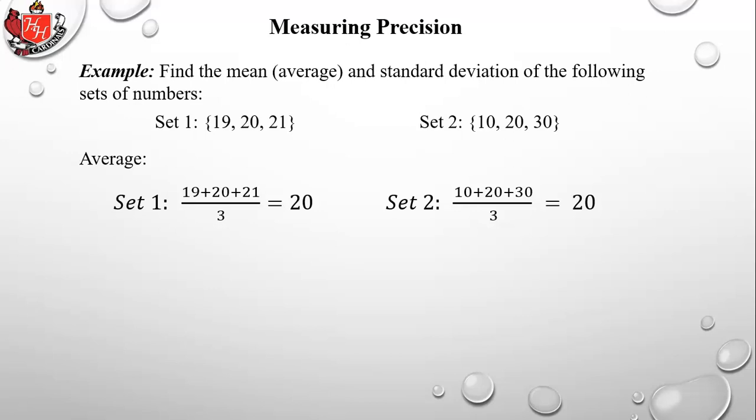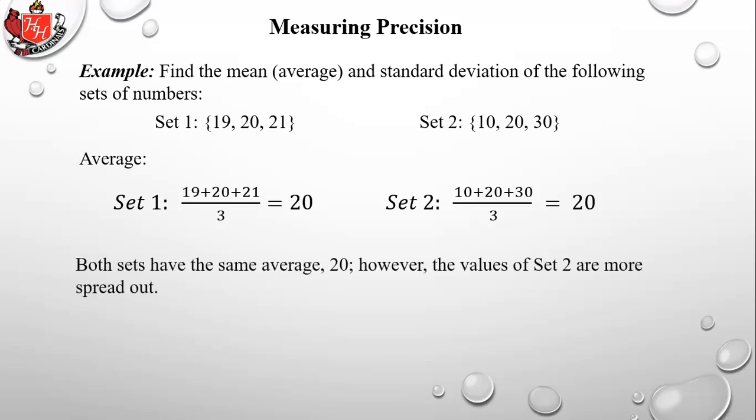So for the first set, it would be 19 plus 20 plus 21 divided by 3 would give you 20. For set 2, it would be 10 plus 20 plus 30 divided by 3. That would also give you 20. So both of these sets of numbers have the same average, 20. However, the values of set 2 are more spread out. You can see that pretty clearly. So how do we measure that degree to which they're spread out?